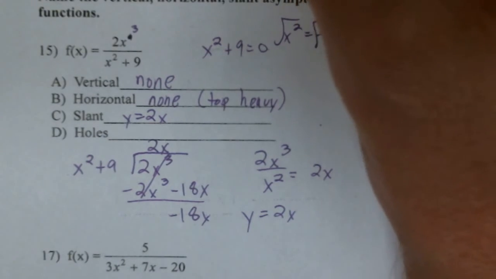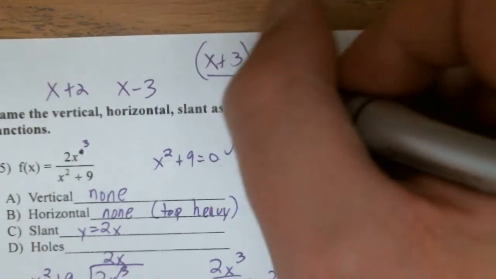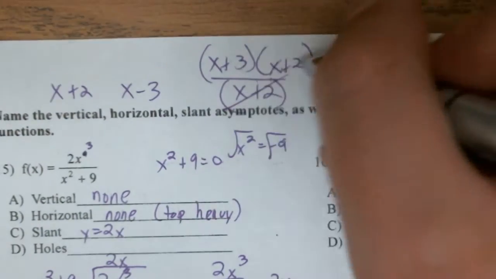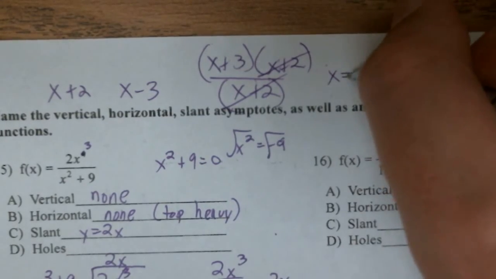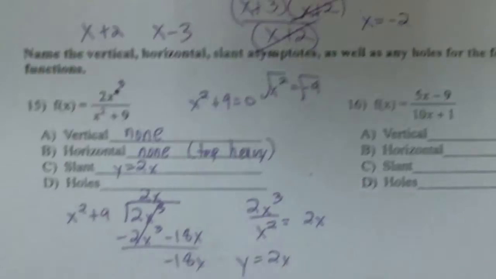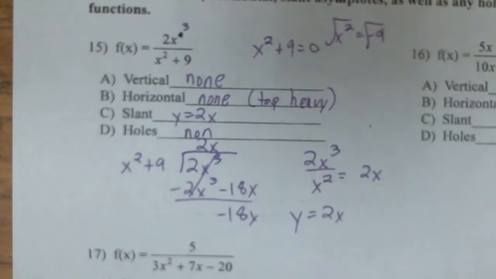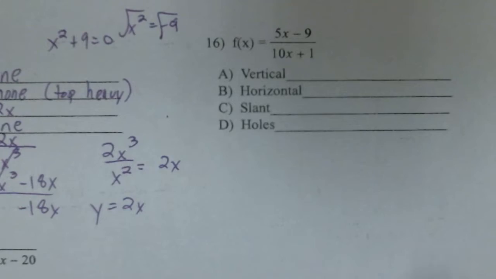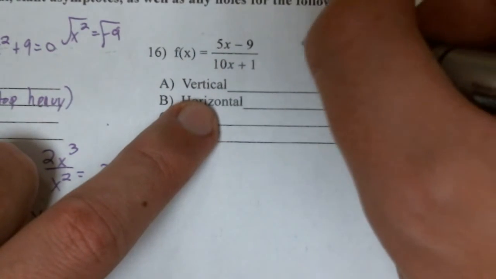So if I have x plus 3 times x plus 2 over x plus 2, the x plus 2's would cancel, and I would have a hole, and you got to flip that sign. I would have a hole at x equals negative 2. But I don't have that here. Nothing cancels, so we're good. I don't have any holes. None.